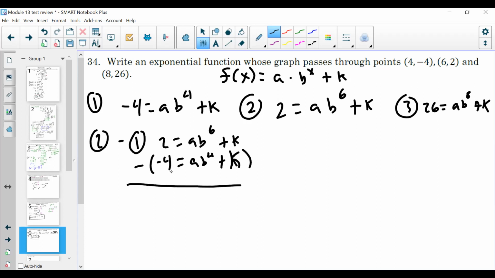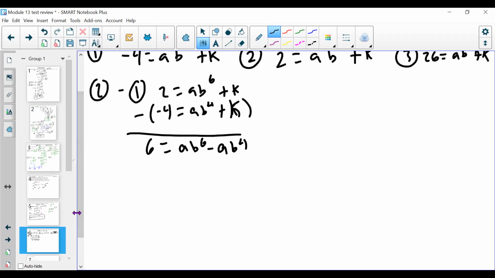So 2 minus negative 4 becomes 2 plus positive 4, that's 6. ab to the 6 minus ab to the 4th, you can't really do anything there, so we just have to write it like this. And then k minus k is 0. So this is what I'll call equation 4. But I'm going to see if I can factor something out here. I can factor out an ab to the 4th, and what I'm left with is b squared minus 1. And this is what I would call equation 4.